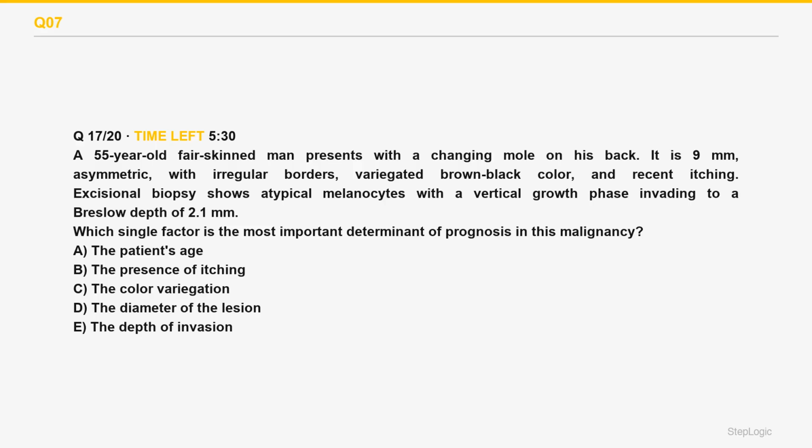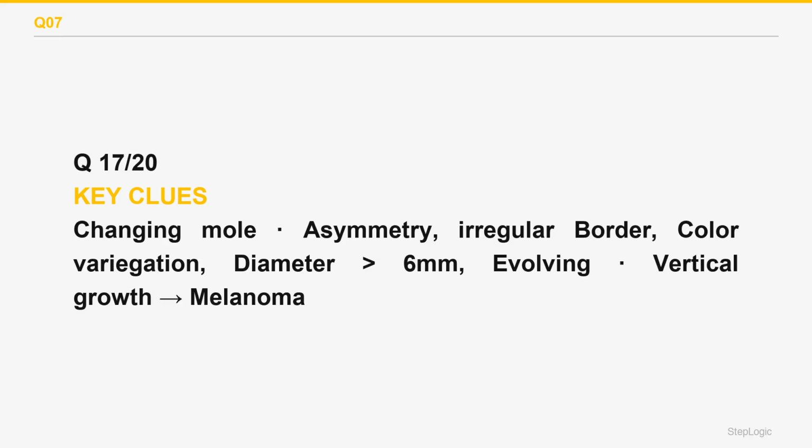Read the command: most important prognostic factor. Changing mole, ABCDE features, atypical melanocytes, vertical growth phase, Breslow depth, malignant melanoma. The single most important prognostic factor in malignant melanoma is the depth of invasion. The Breslow thickness, measured in millimeters from the granular layer of the epidermis to the deepest tumor cell.